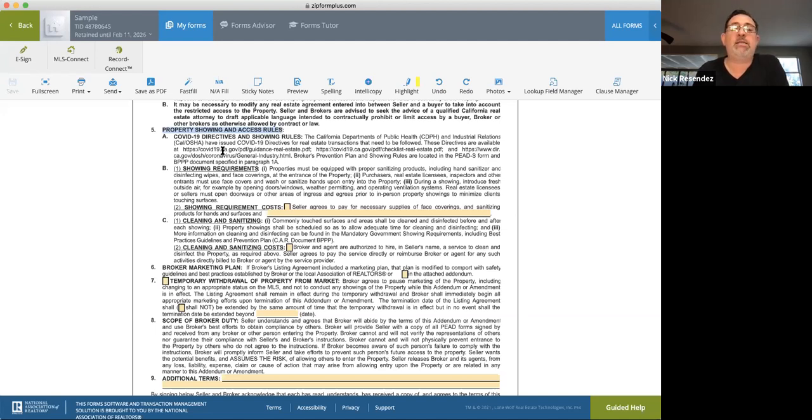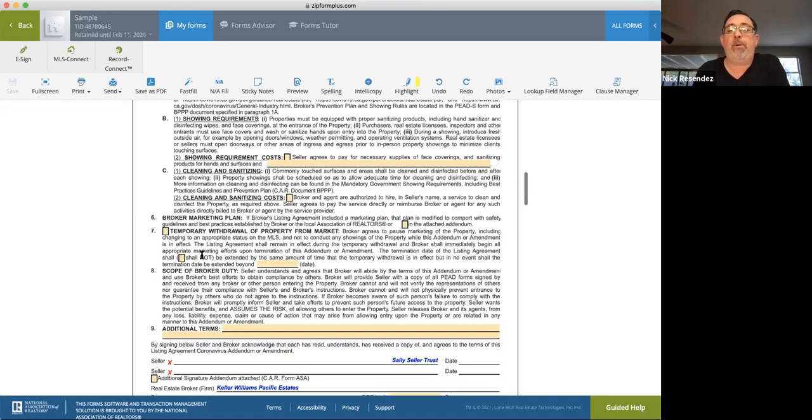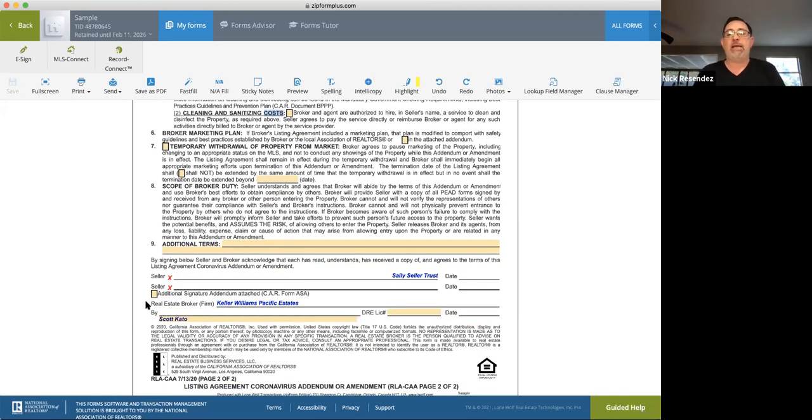Showing requirements, you know, per the California Department of Public Health. It allows you to shift the burden of the costs for showing and sanitizing to the seller if you want to. I don't see a lot of people doing that, but you can. And then if you need to pull the property off the market, you can use this form to extend the expiration of the listing agreement automatically.